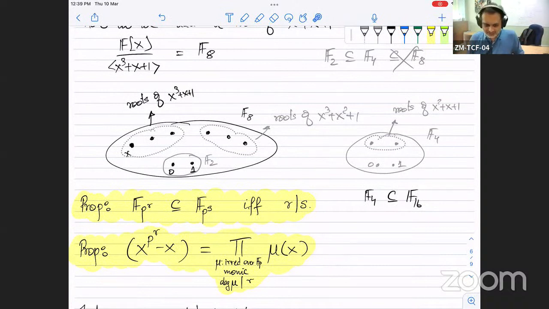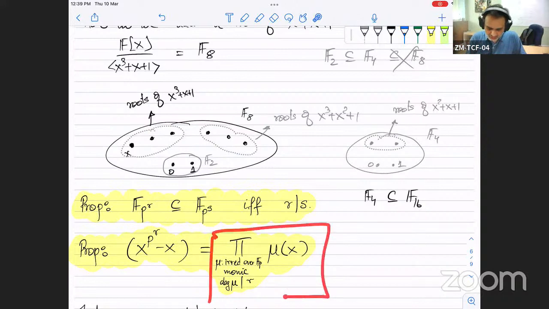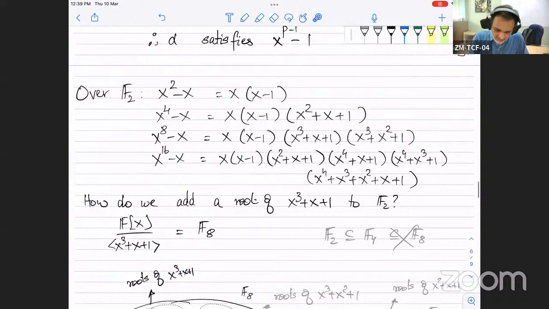Here is precisely the thing. Suppose you take this expression and factorize it over F p. That is, you're only looking at the factorization over F p. Then what are the factors that you end up getting? It turns out you will get every monic irreducible polynomial whose degree divides this r. So when you're looking at x to the 2 squared minus x, this is a product of all irreducible polynomials of degree 1 and 2.